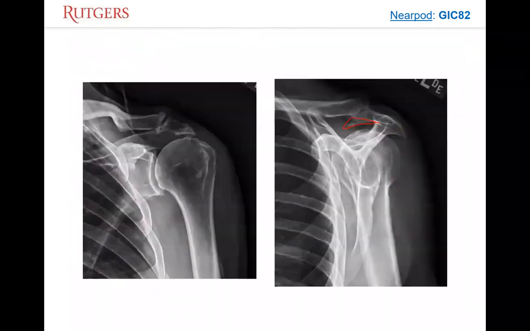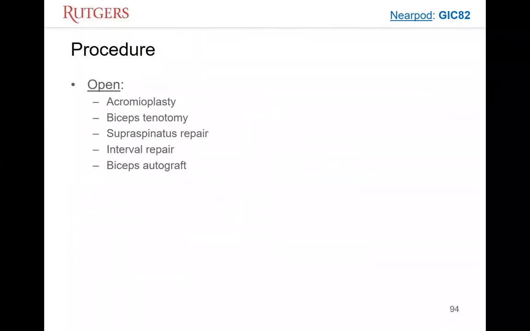The next patient was found intraoperatively to need an open procedure. An acromioplasty and biceps tenotomy were performed. And after assessing the rotator cuff, they were able to get enough excursion with an interval split there, but the supraspinatus, when it was repaired to the tuberosity, was not able to entirely cover it. And for this reason, the biceps tendon was grafted on top of it to facilitate healing.